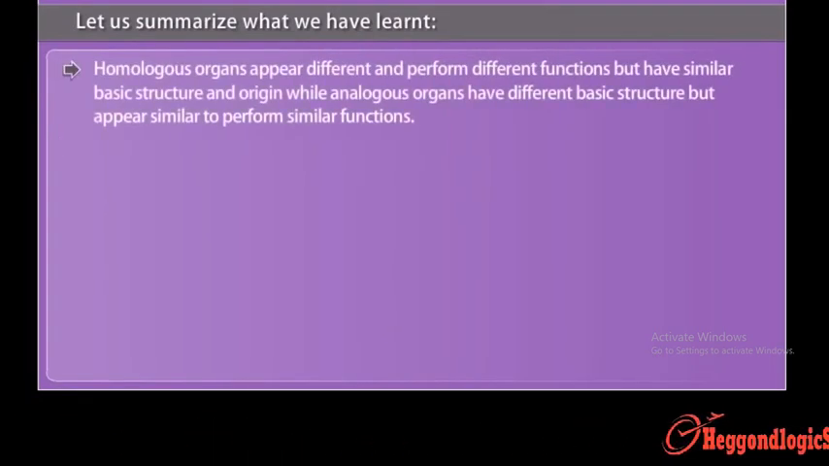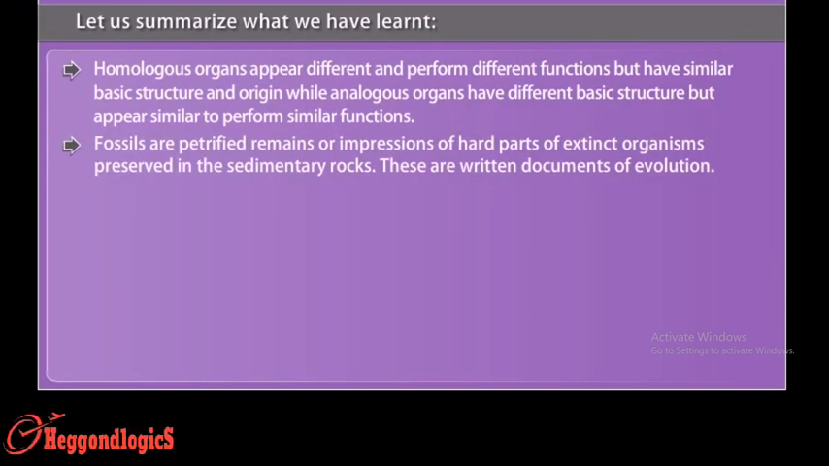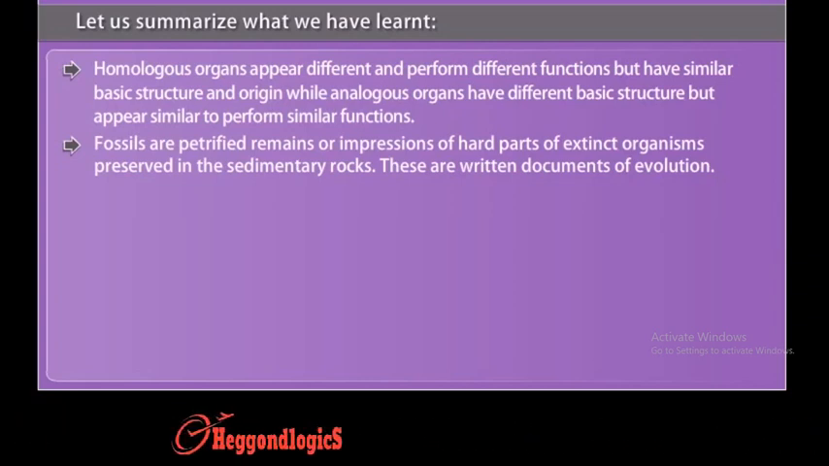Homologous organs appear different and perform different functions but have similar basic structure and origin, while analogous organs have different basic structure but appear similar to perform similar functions. Fossils are petrified remains or impressions of hard parts of extinct organisms preserved in the sedimentary rocks. These are written documents of evolution.